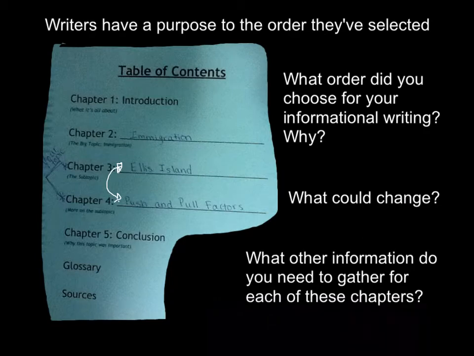Finally, I want you to think about what other information do you need to gather for each of these chapters. We know we've been doing some research for weeks now, but now we want to think, what else do we need to figure out? I know in my notes I have quite a bit on Ellis Island, and I really need to figure out some more push and pull factors. So I'm just going to start thinking where I would go to find that and where I'm going to list it.